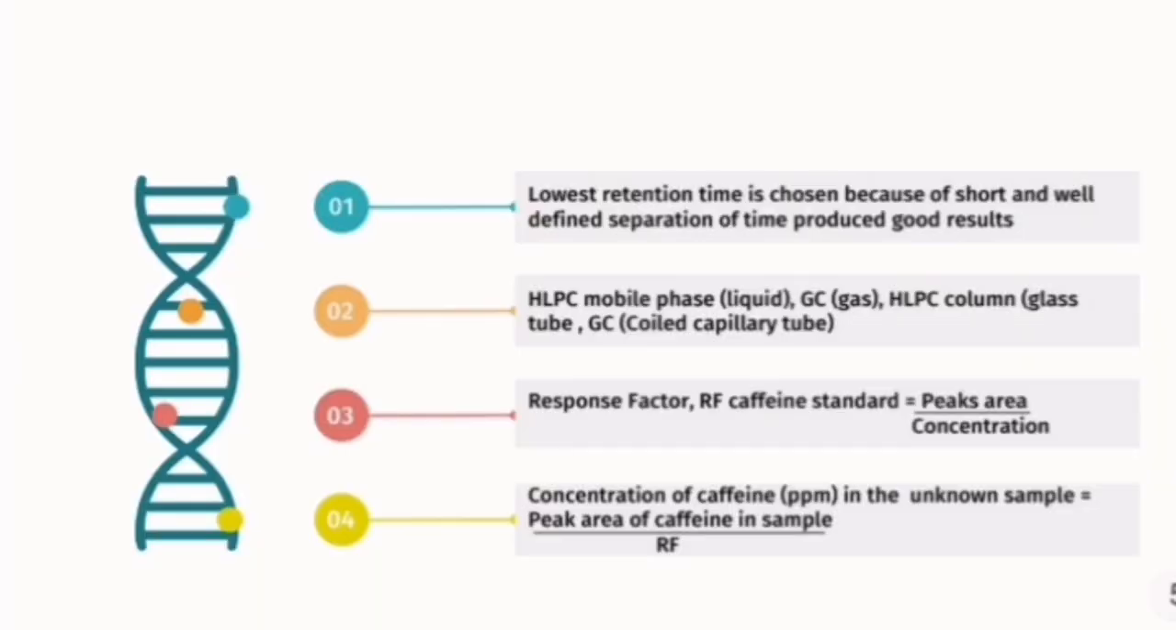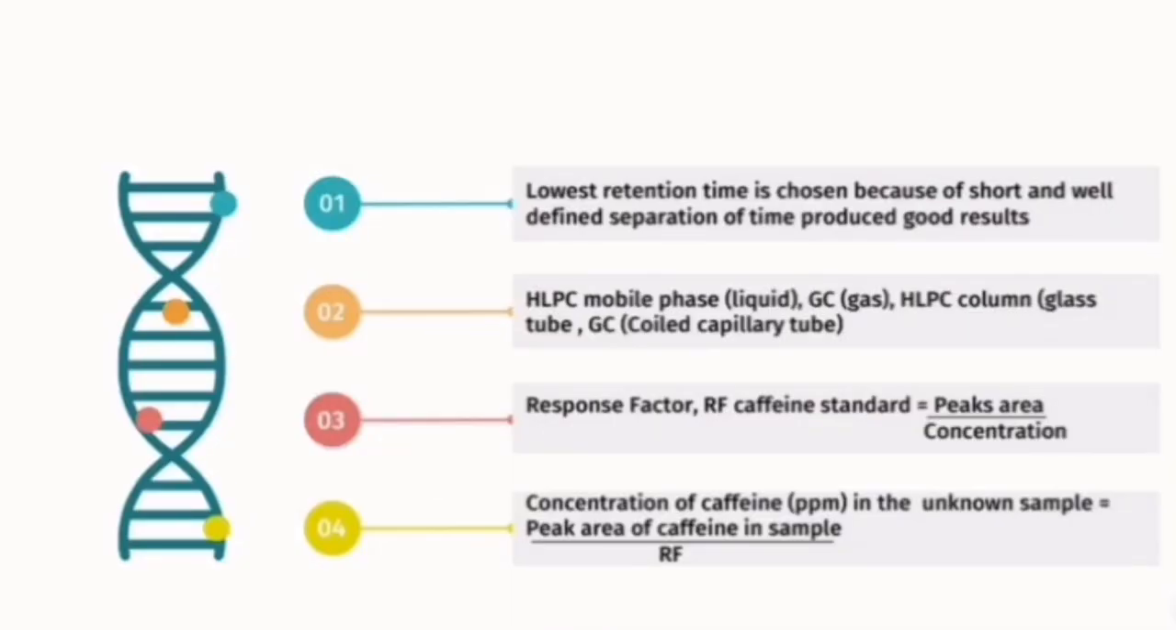The response factor for the caffeine standard is equal to peak area over concentration. The concentration of caffeine in ppm in the unknown sample is calculated by the peak area of caffeine in the sample divided by RF. That's all. Thank you.